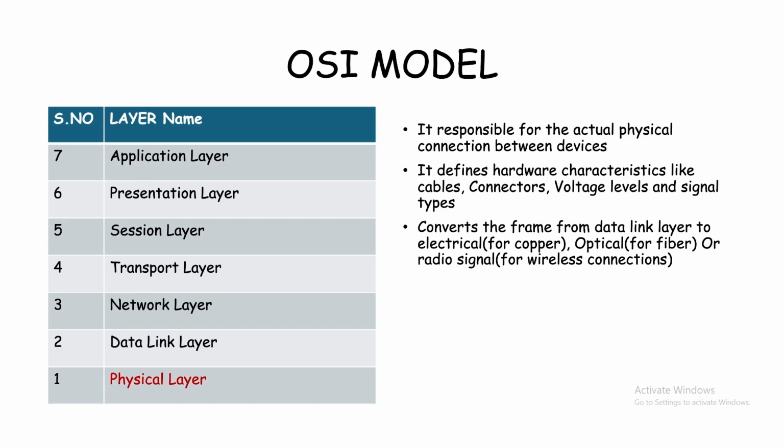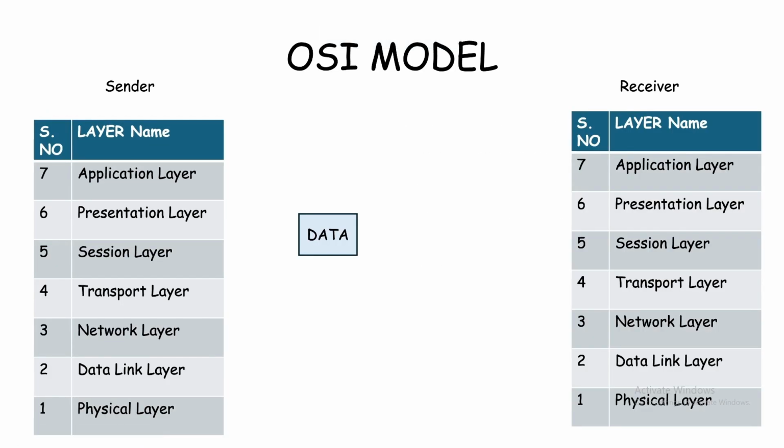And then coming to the physical layer, it is responsible for the actual physical connection between the devices. It defines hardware characteristics like cables, connectors, voltage levels and signal types. It also converts the frames from the data link layer to signals based on the physical cable. If you are using copper, it converts into electrical signals. If you are using fiber, it converts into optical, and if you are using wireless connections, it converts into radio signals. So that was the brief discussion about the OSI model.